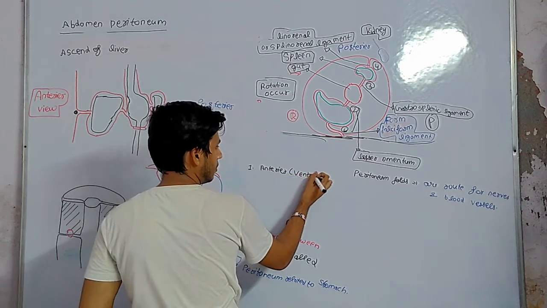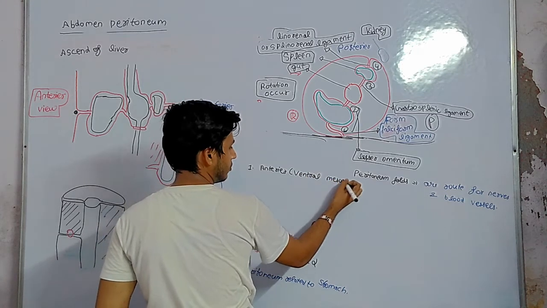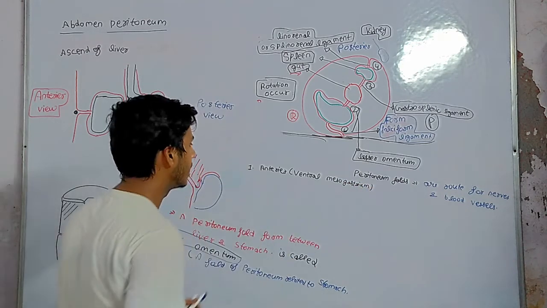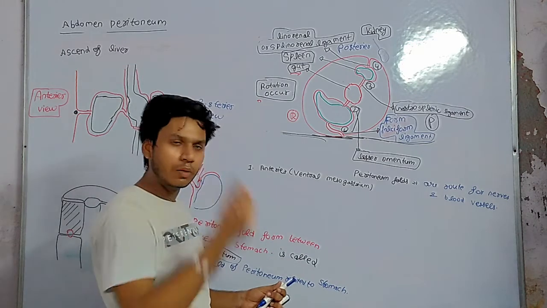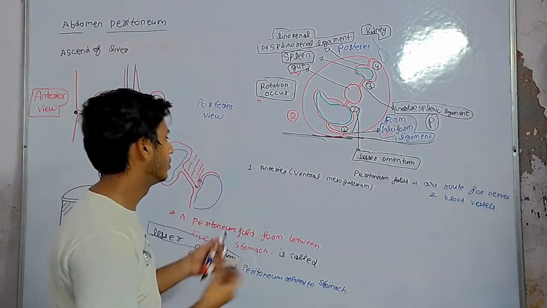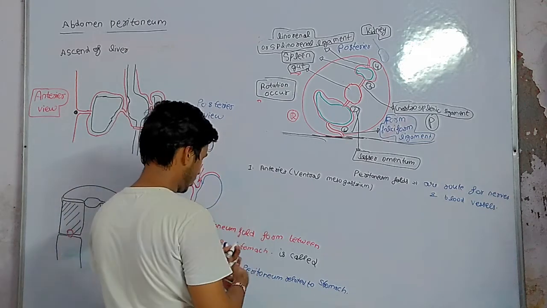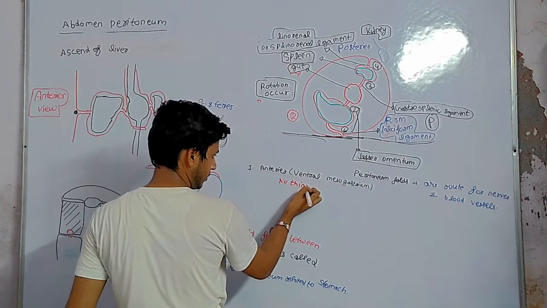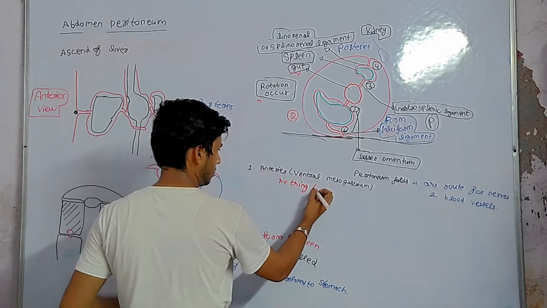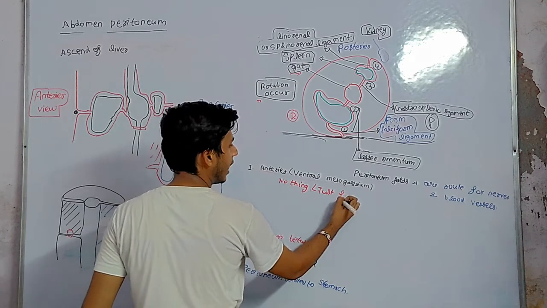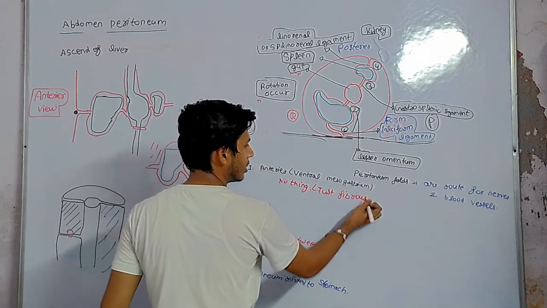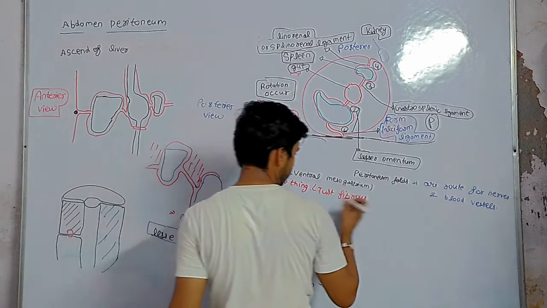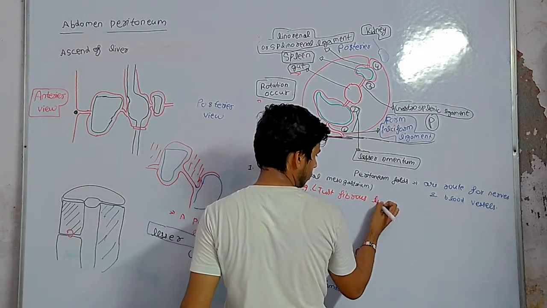Ventral mesogastrium. Done. So there is nothing in this ligament. This is a fibrous fold which forms anteriorly, which is a remnant of the ventral mesogastrium. Nothing in it, just a fibrous fold. Anterior to the liver, on the anterior surface of the liver, it is also helpful in dividing the liver into anatomical lobes. Just a fibrous fold ligament. Done.